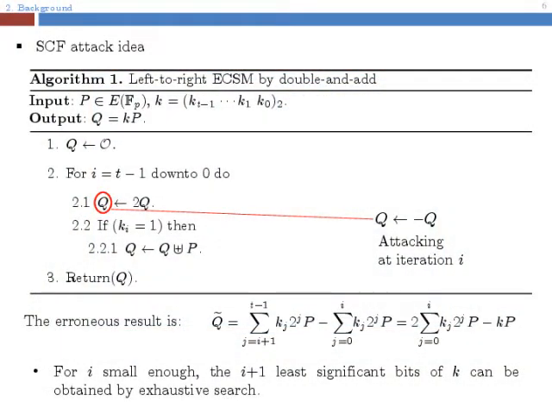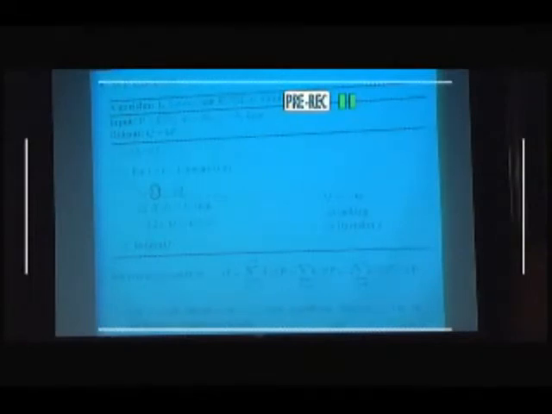Basically, here we have the left-to-right scalar multiplication algorithm by double and add. And here, if the attacker can inject a fault in this Q in the iteration i, then the faulty result before the fault is a normal operation, and then after the fault we have this change of the sign of this point. Then with this equation we can see that if i is small enough, we can retrieve the i plus 1 least significant bits by exhaustive search.